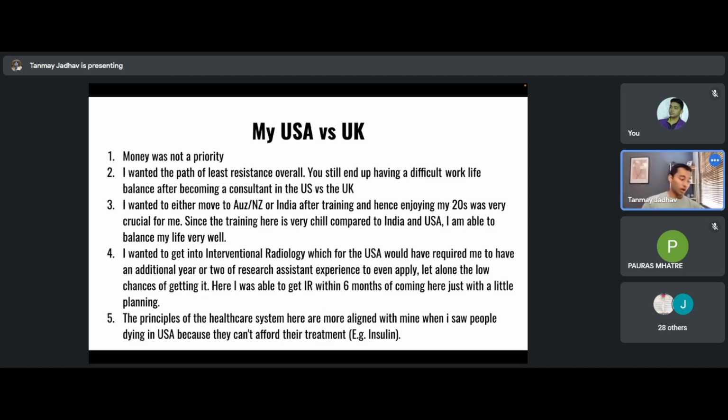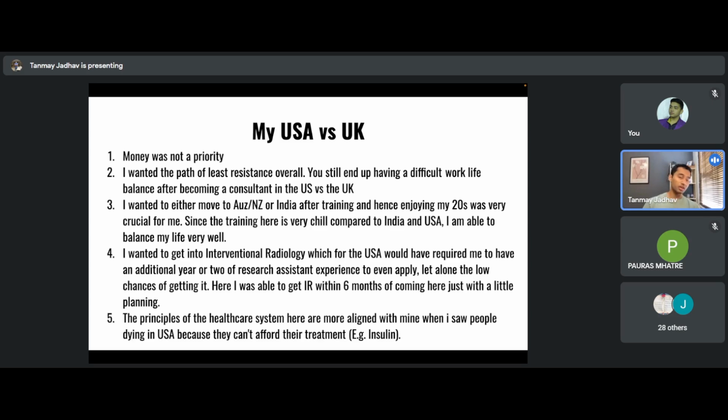A lot of people ask me, why did I choose the UK over the US? So I have 5 principal points. There's quite a lot of other points as well, but the first one was money was not a priority at that point for me to think about. Like I said, I've been privileged enough to come from a background where I don't need to worry that much about the money. So I didn't look into the US and think, that's going to pay me the most, that's where I'm going to go. I wanted the path of least resistance overall.